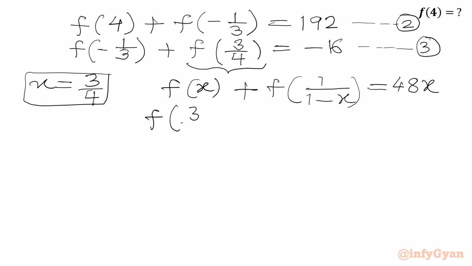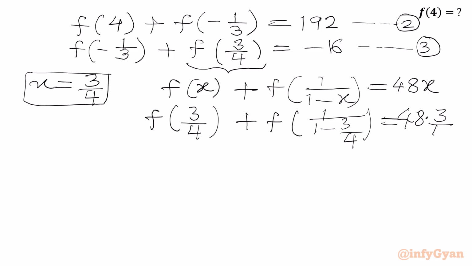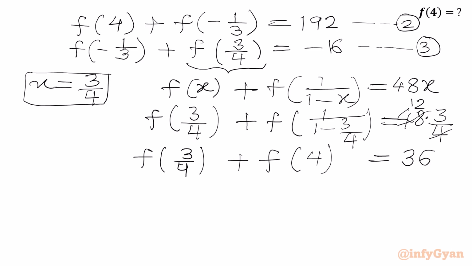F of 3 over 4 plus f of 1 over 1 minus 3 over 4. This will be equal to 48 times 3 over 4. So here we will get 48 over 4, 12. So 12 times 3, 36. RHS will be 36. And LHS we will get f of 3 over 4 plus f of 4 over 4 minus 3. So f of 4. And this equation we will call equation number 4.